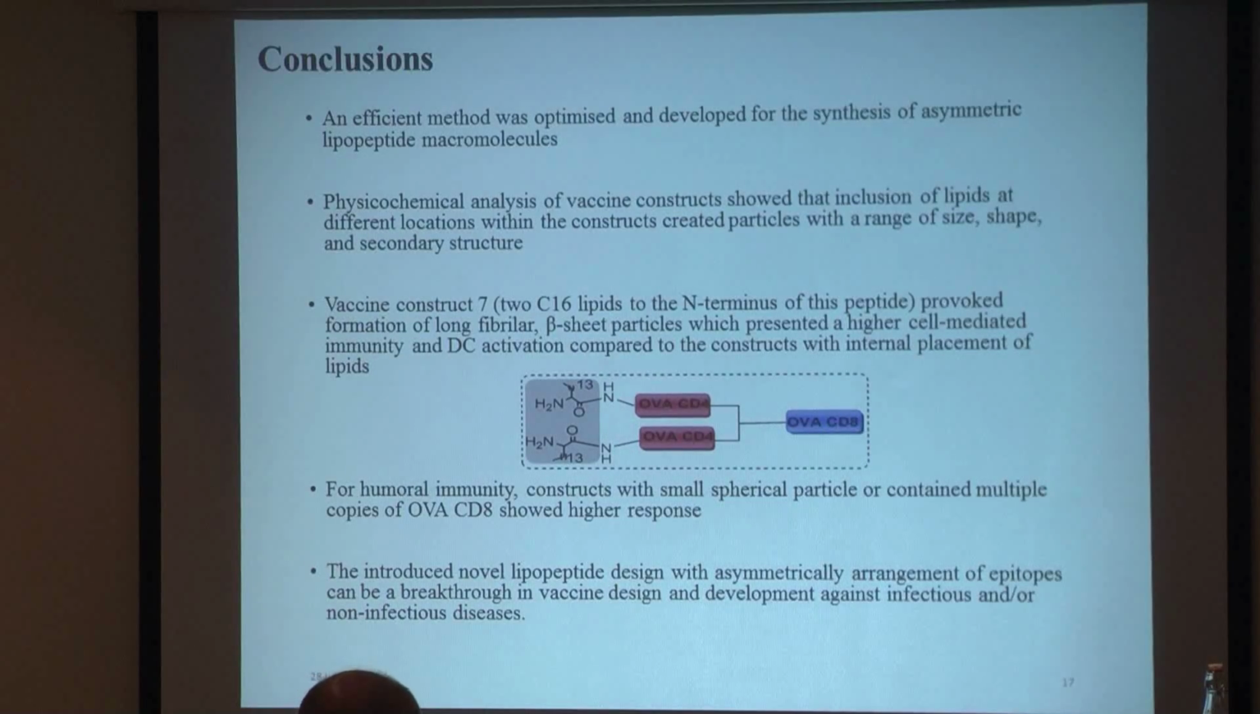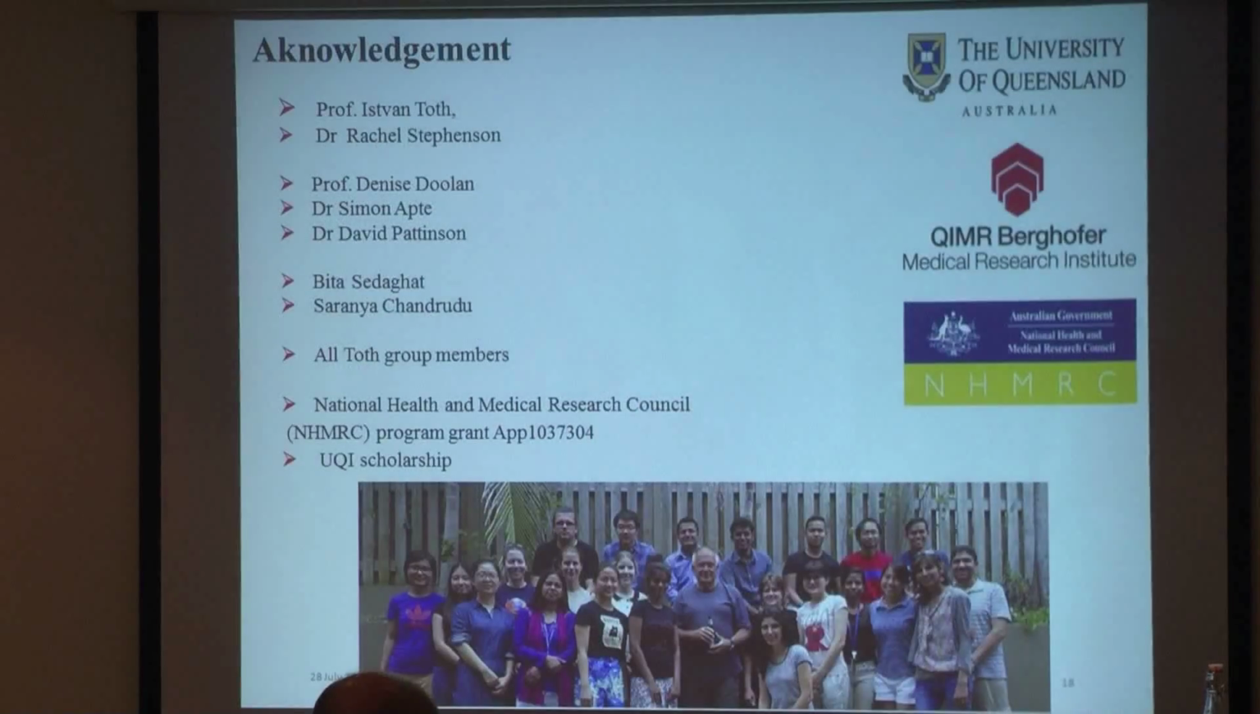And for humoral immunity, we showed that the construct with a small spherical particle, or containing multiple copies of OvaCD8, had a higher antibody response. And overall, this novel lipopeptide designed with asymmetric arrangement of the epitope can be a breakthrough for the design and development of future vaccines.